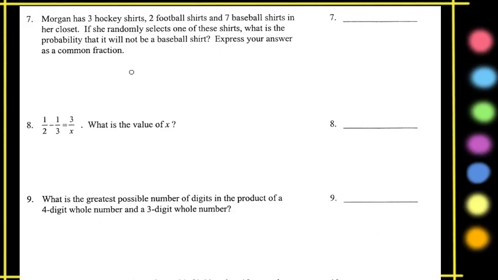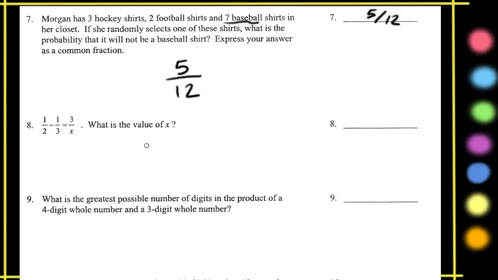This one says, Morgan has 3 hockey shirts, 2 football shirts, and 7 baseball shirts in her closet. If she randomly selects one of these shirts, what is the probability that it will not be a baseball shirt? Okay, so you just count up the number of shirts all together, and there's 12 shirts, right? And how many of them are not baseball shirts? Well, 7 of them are baseball shirts, so that means 5 of the 12 are not baseball shirts. So our answer is just 5 out of 12.